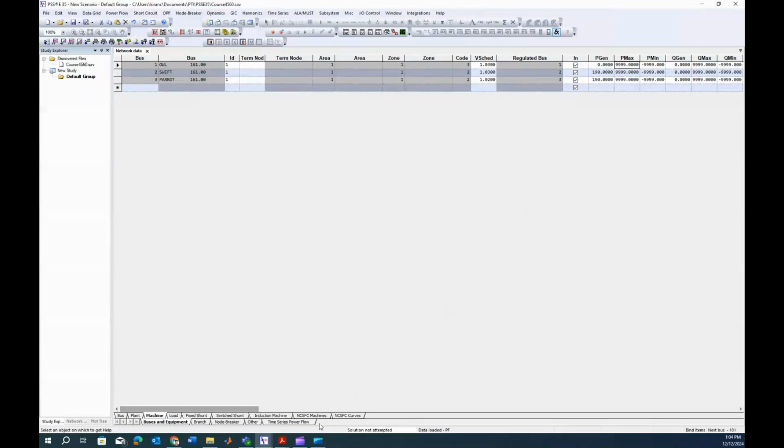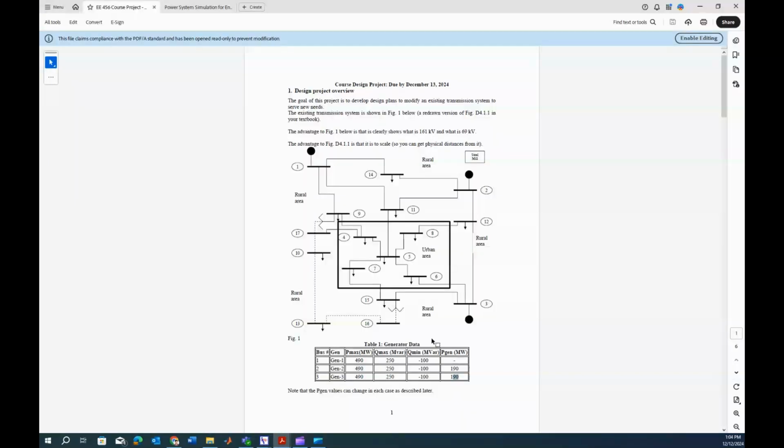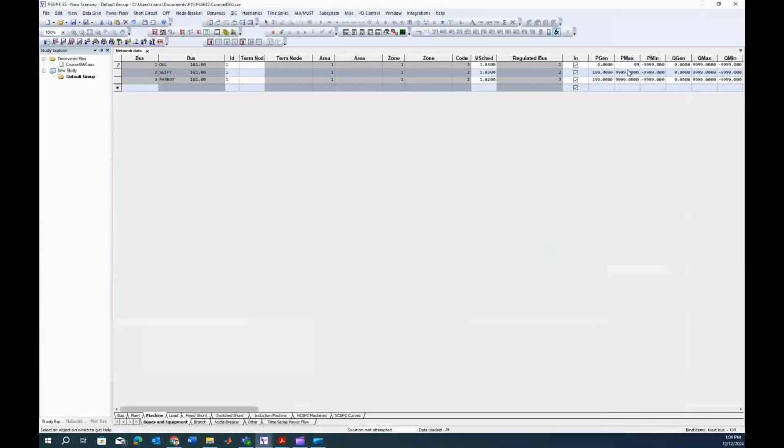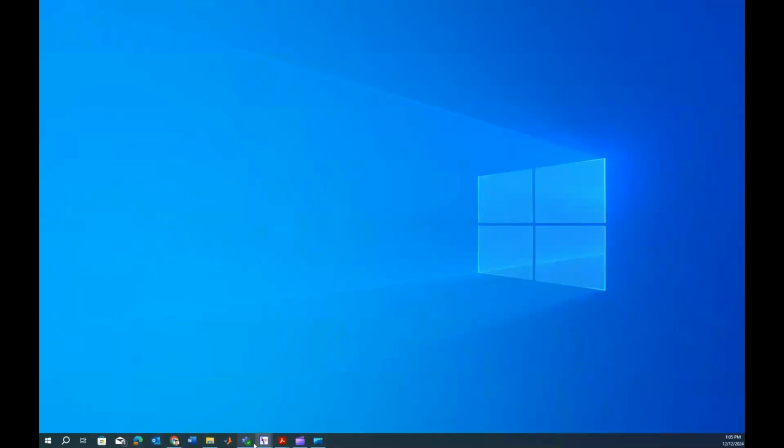In P max, we were given the values. You can see that the P max is 490. So you will be entering the value of 490 here. P min can be taken as 0. Q gen you don't mention, but P max, Q max and Q min we have to.